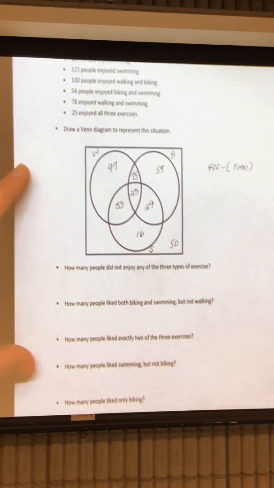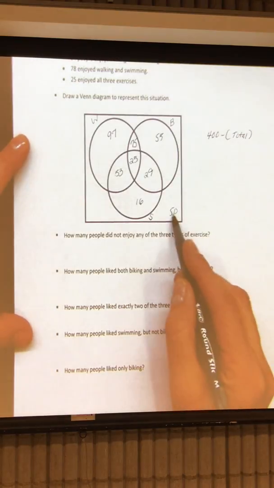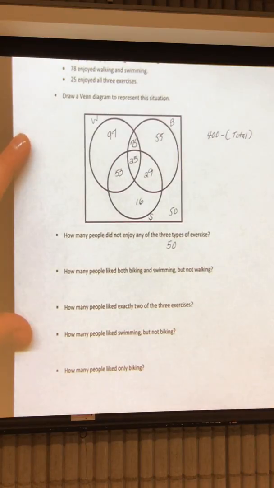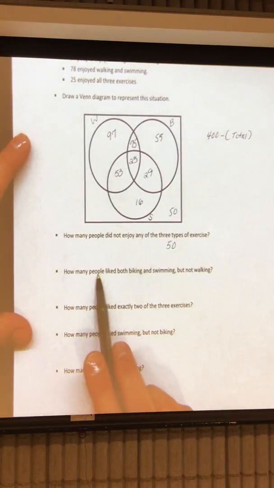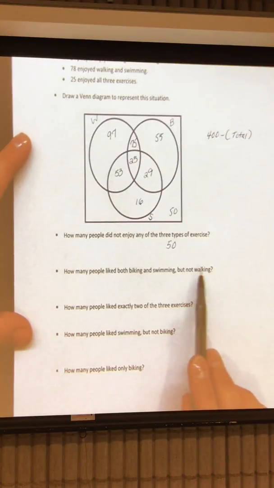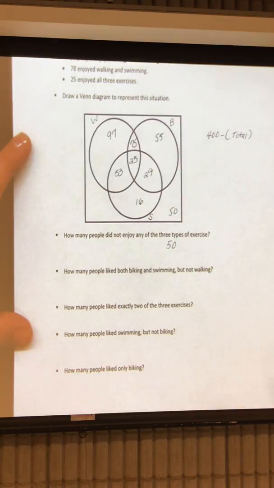So now that our Venn diagram is completed, let's answer our questions. How many people did not enjoy any of these 3 exercises? And we have 50 enjoyed none of these exercises. How many people liked both biking and swimming but not walking? So biking and swimming but not walking is 29.